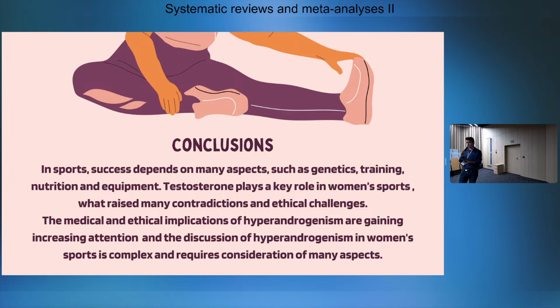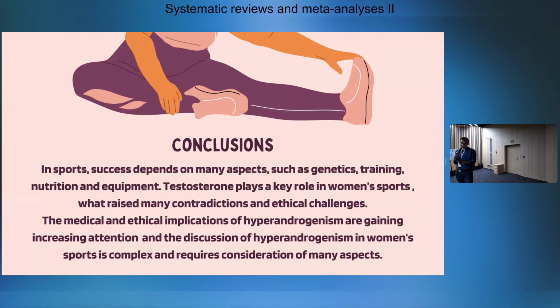In sports, success depends on many aspects such as genetics, training, nutrition, and equipment. Conventionally, sports are divided into gender categories, but there is a growing controversy over this division, especially for individuals with personal characteristics that do not fit into the classic gender framework. Testosterone plays a key role in sports performance and gender differences. The control of androgen levels in women is gaining popularity, especially in cases associated with menstrual disorders. Hyperandrogenism in women's sports raises many contradictions and ethical challenges.